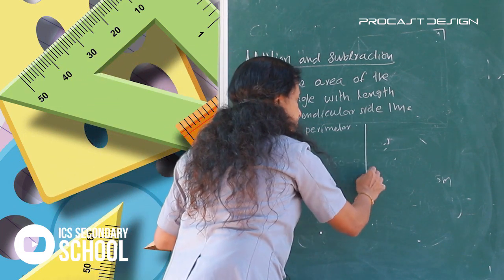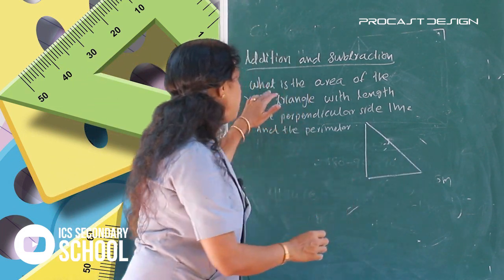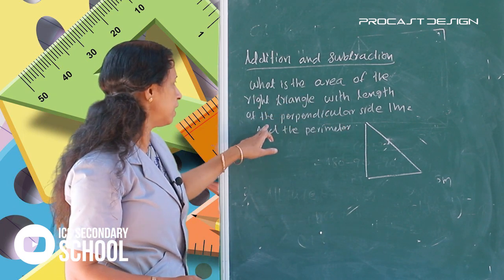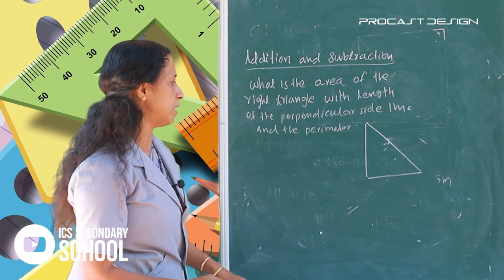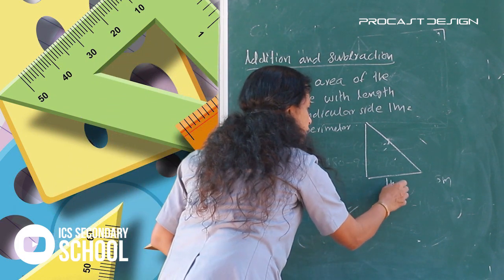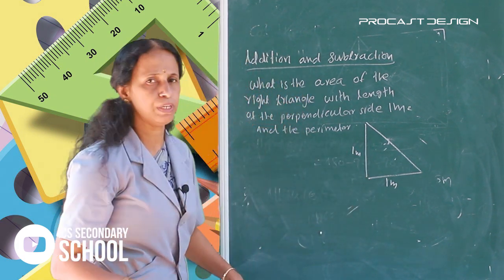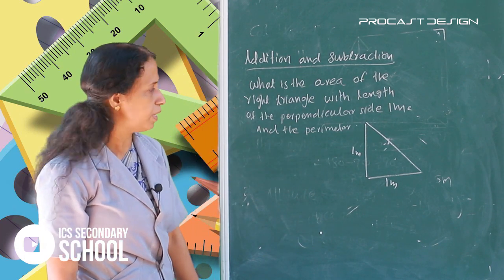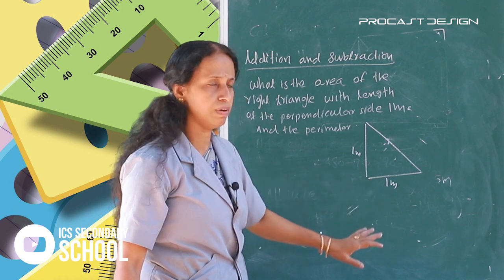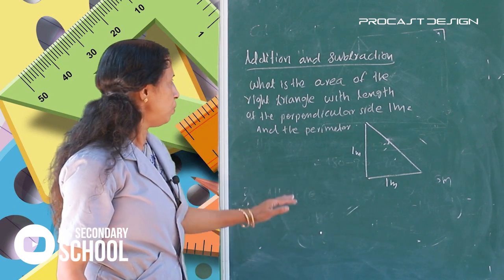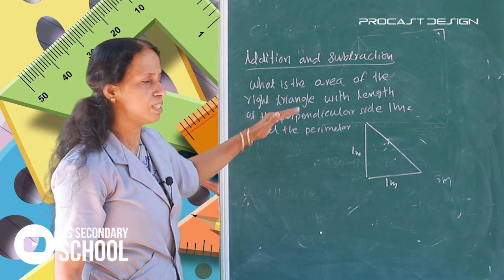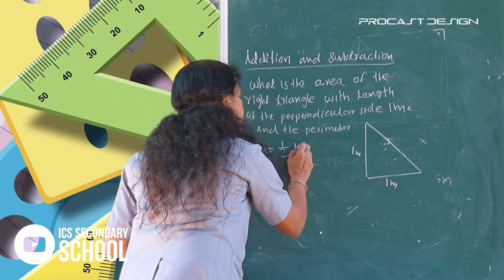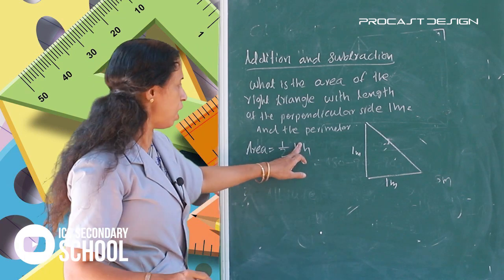Here, what is the area of the right triangle with the length of the perpendicular side? This is 1 meter and this is 1 meter. What is the perimeter? What is the area? Okay, now given 1 meter and 1 meter, we know that the area of the right triangle is equal to half BH.